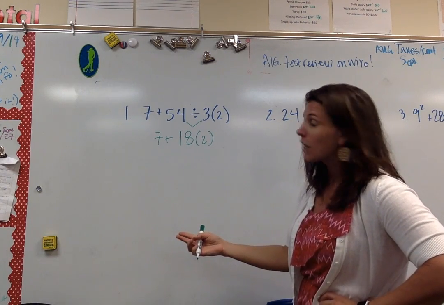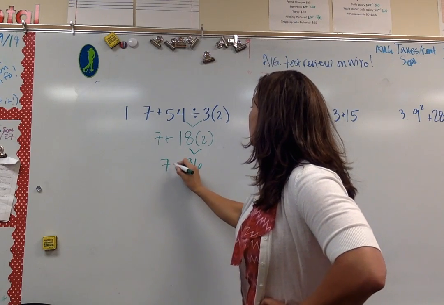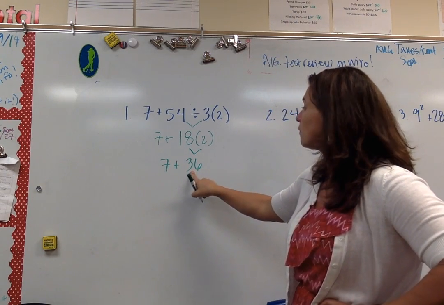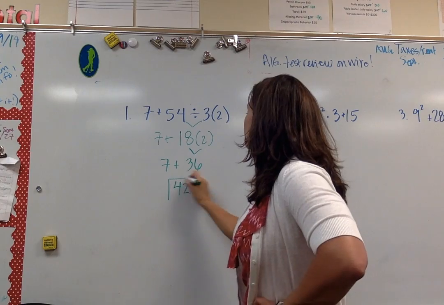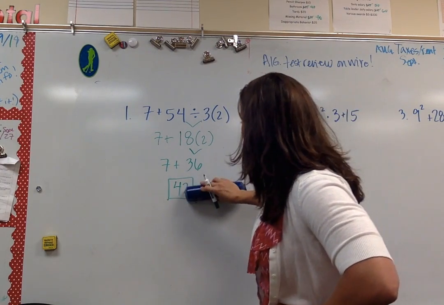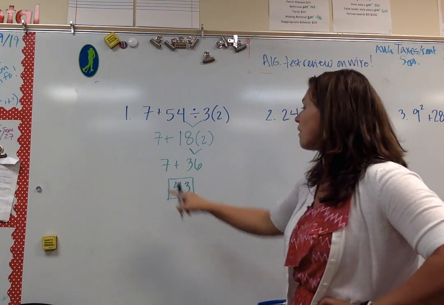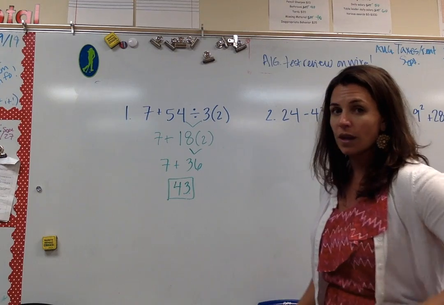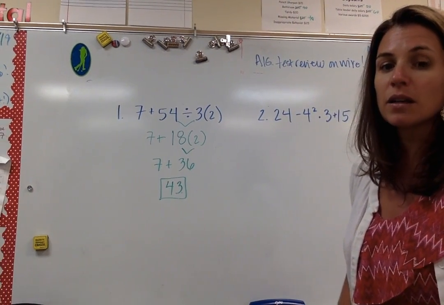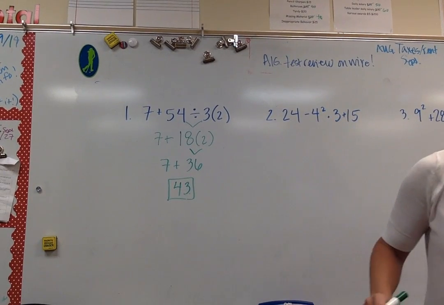I still have multiplication up here, so I'm going to do 18 times 2, which is 36, and then 7 plus 36 is going to be 43. So my answer should read 43. 36 plus 7 is 43. Okay, if we're good with that, let's look at the next one.